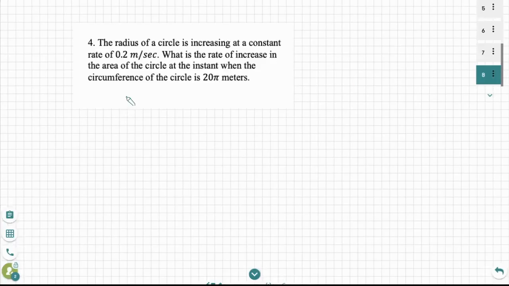It's the same with an area of a circle, but it's also using circumference. At the instant where the circumference of the circle is 20 pi meters, dr/dt would be 0.2. Okay. And we're trying to find dA/dt at 20 pi. At what is 20 pi? Circumference is 20 pi. Okay.